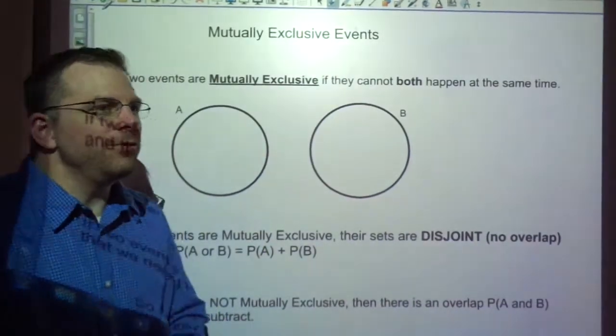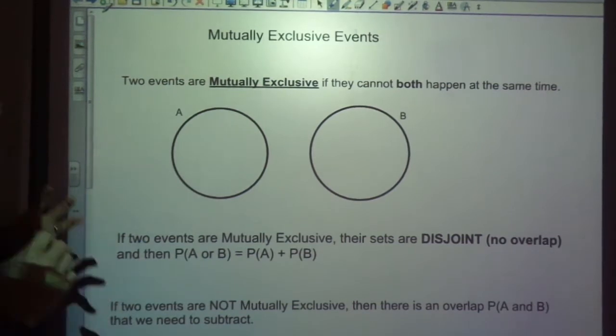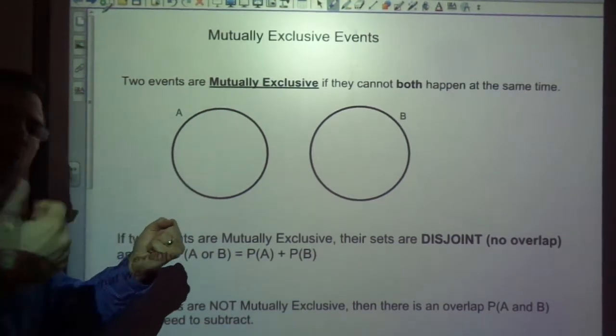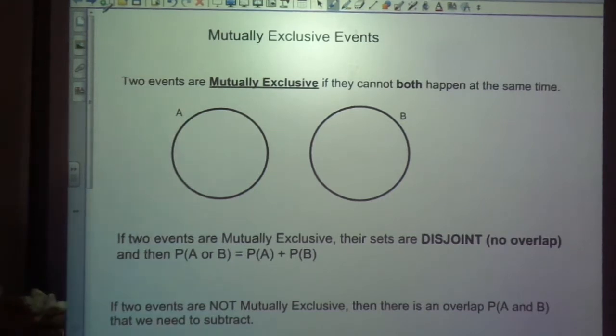Hello and welcome to Mutually Exclusive Events. Today we're going to look at probabilities when there are OR problems. Something or something, and we're trying to find the probability of two things, A or B.